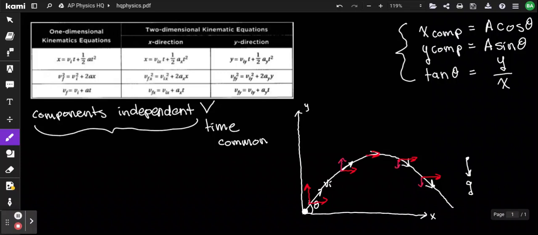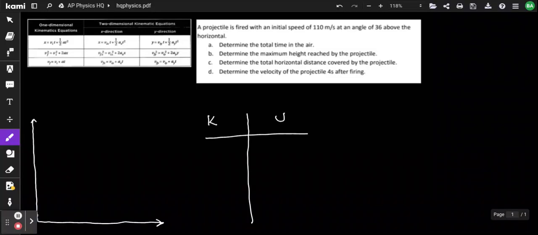I'm going to go over two practice problems with drawings in order to further explain how we utilize these equations. Okay, our first question is a simple projectile question. A projectile is fired with an initial speed of 110 meters per second at an angle of 36 degrees above the horizontal. Using this information, we need to determine the total time in the air, the maximum height reached by the projectile, the total horizontal distance covered by the projectile, and the velocity of the projectile 4 seconds after firing.